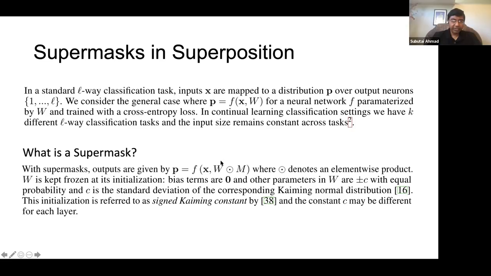But the big difference they make here is that the weights are kept frozen. So they initialize the weights just like normal, almost like normal, but then they never change the weights, okay? And the other thing is that the weights are either plus or minus C with equal probability, okay? So it's almost like a binary network. You have plus C and minus C as your weights, and they never change the weights at all. So the only thing they do is change the masks.